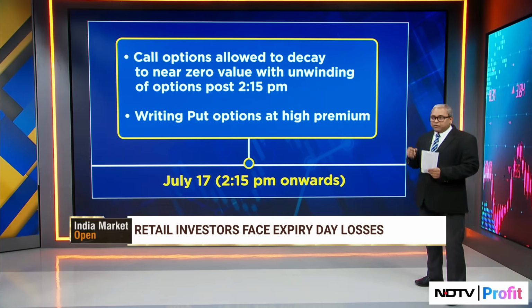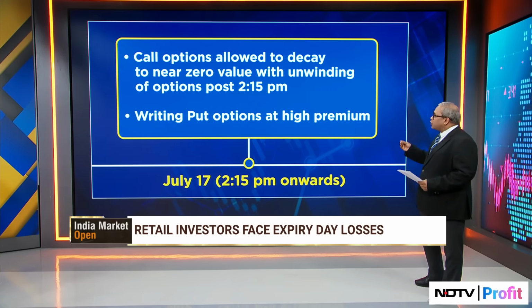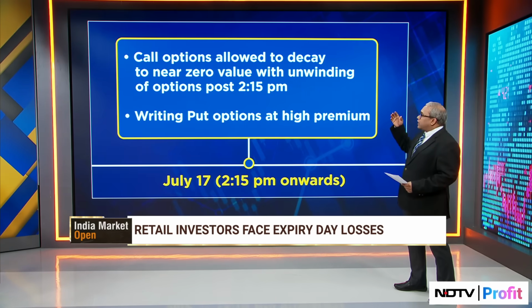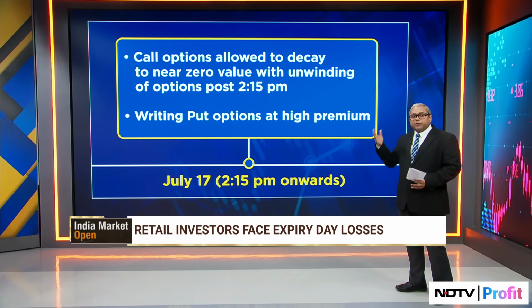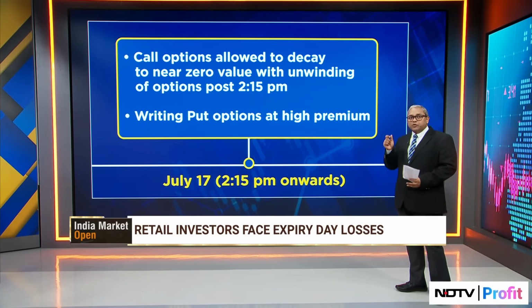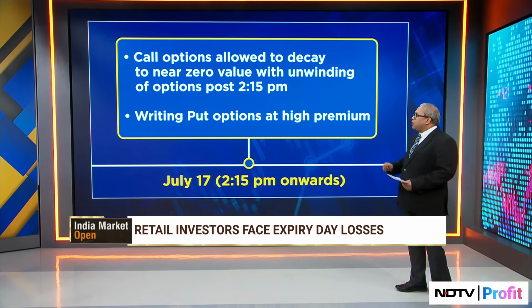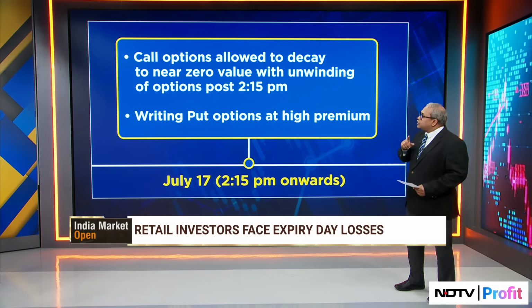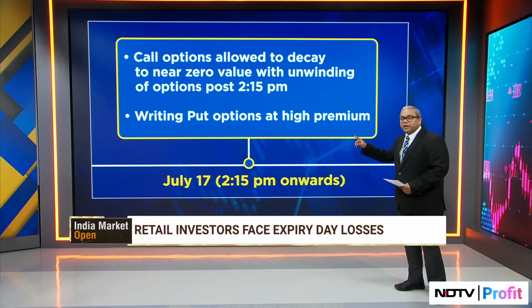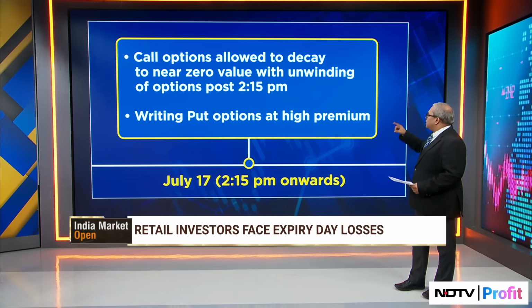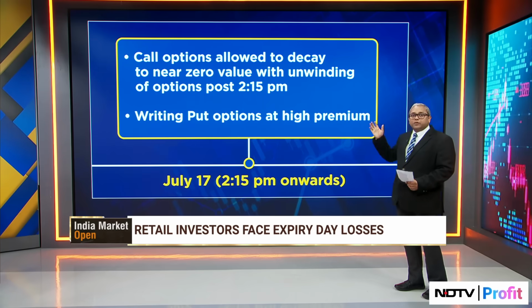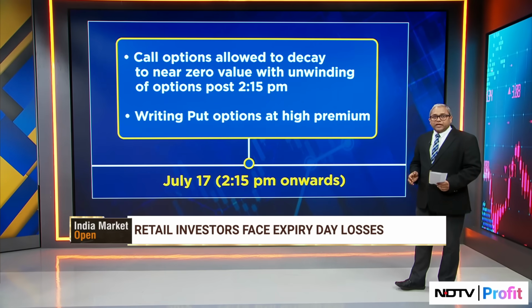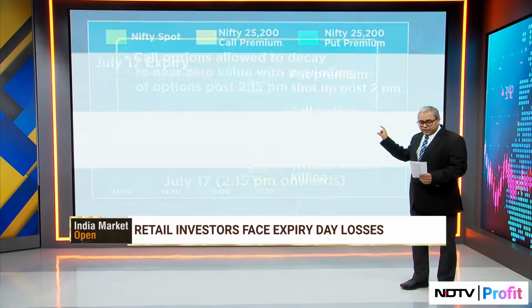Post that, after 2:15, call options were allowed to decay to near zero, because it's an expiry day, so the call premiums will move towards zero to coincide with the market price or the strike. And we've seen a sharp writing of puts coming in, which rose after 2:15, and the premiums went up to as high as 96 rupees. So that was one of the things.